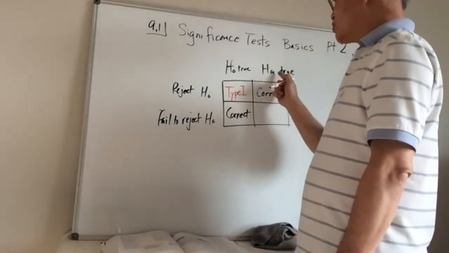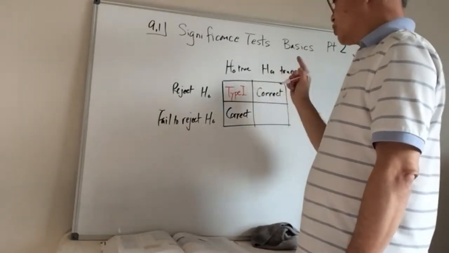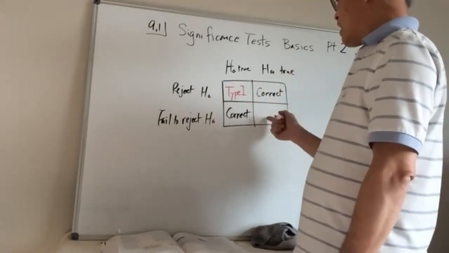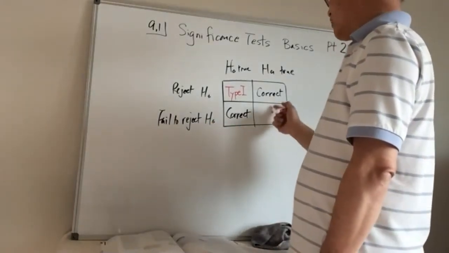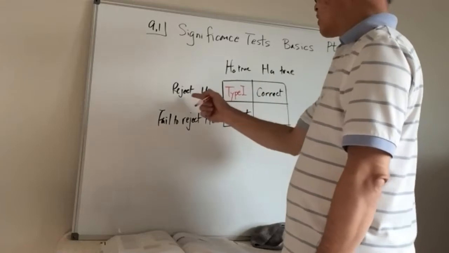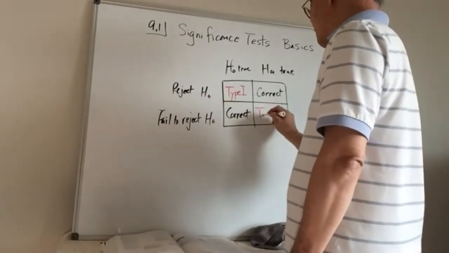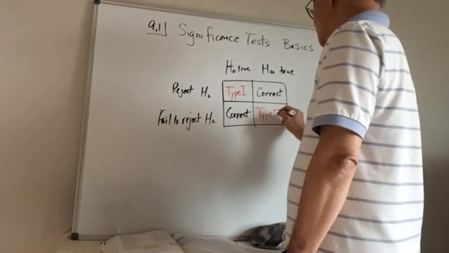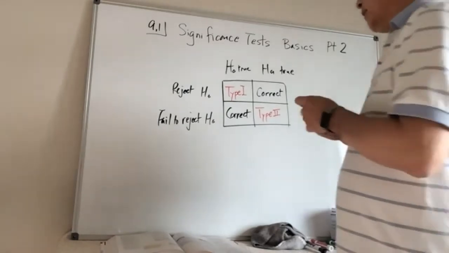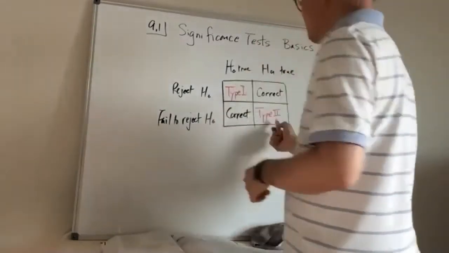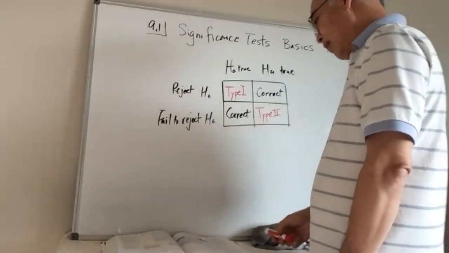And Ha is true. If Ha is true, you should reject H0, which is correct. But if you did not fail to reject, if you did not reject H0, then you would have a type 2 error. So these are the two different types of errors that you can have: a type 1 error and a type 2 error.